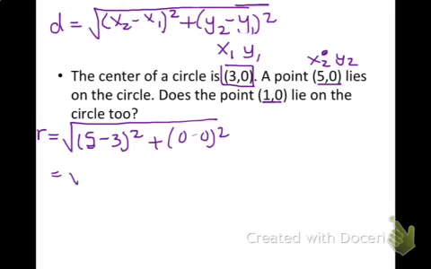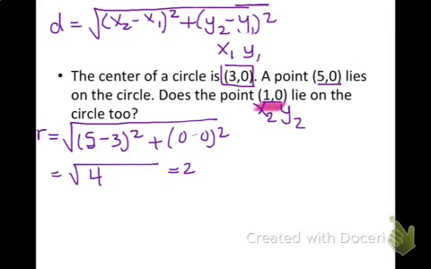So that ends up giving us the square root of 4, because 5 minus 3 is 2, and 2 squared is 4. And the square root of that is 2. So that's the radius. Now we need to find the distance from this other point here. So now I'm going to have my x2 and y2 be my 1 and 0.